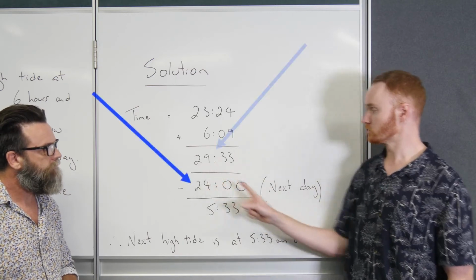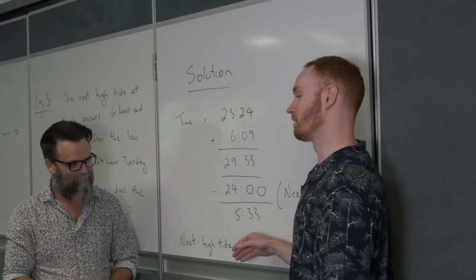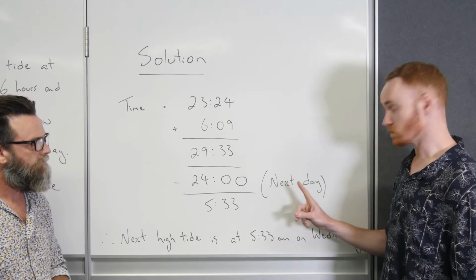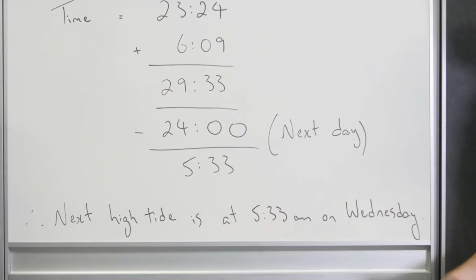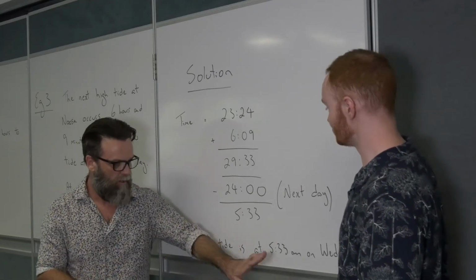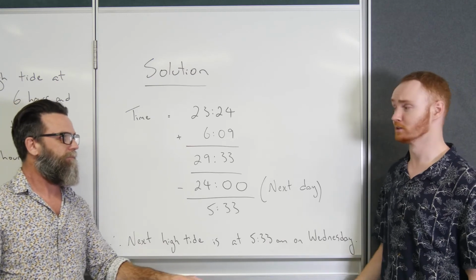Taking 24 hours off the 29:33 gives me a time of 5:33. This will be an AM, so it'll remain as 5:33, but it's on the next day. So the next high tide will be at 5:33 AM on the Wednesday. Sure, so as long as we're off the beach well and truly by 5:33 AM on Wednesday, we're safe. Definitely, well, probably.